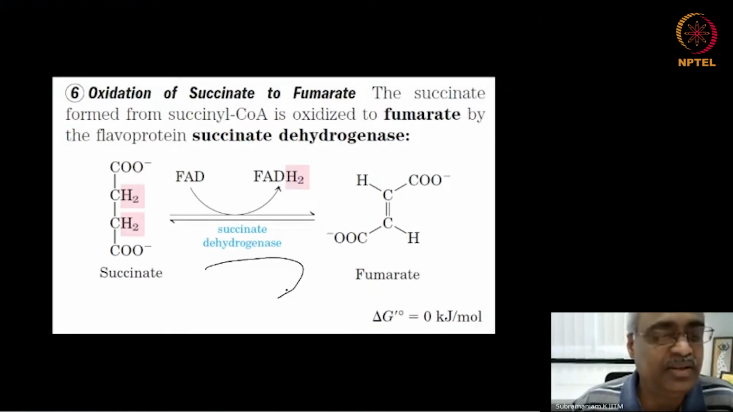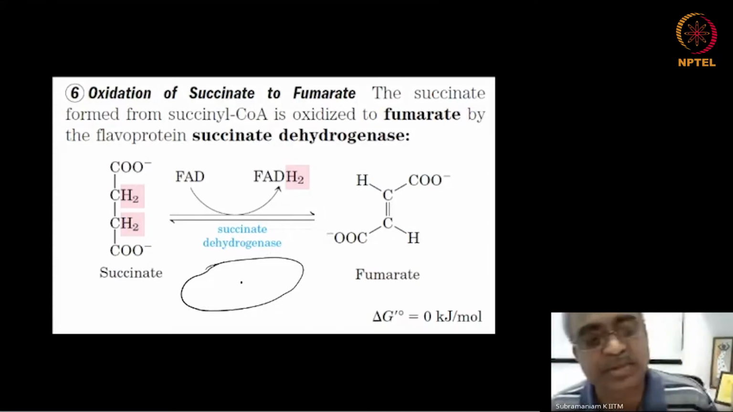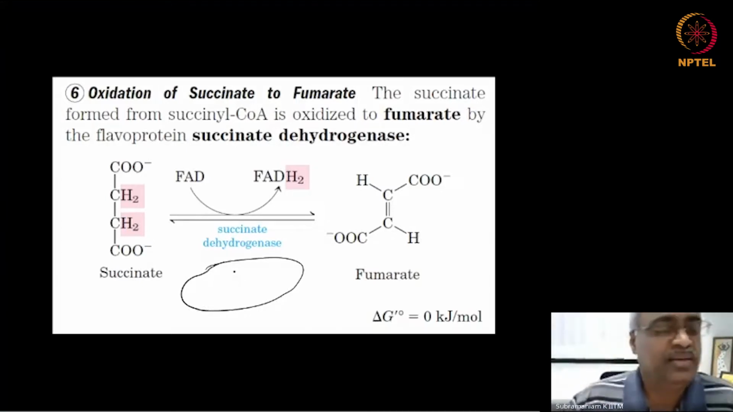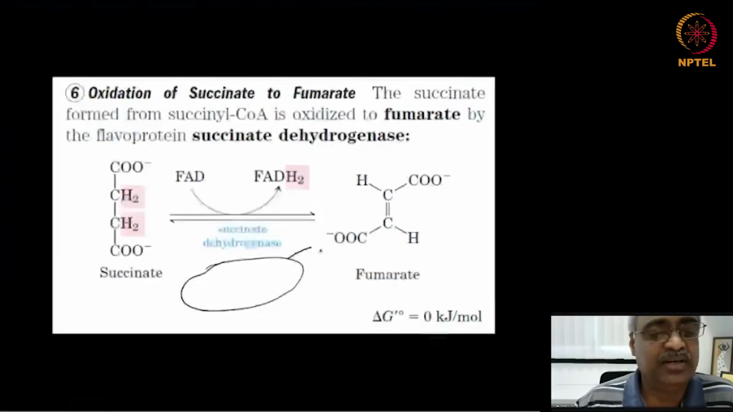Mitochondria is kind of an oval shaped structure. Once upon a time, it was a freely living bacterium, and it entered into a eukaryotic cell and then set up a symbiotic relationship with the eukaryote. So this is the outer membrane.